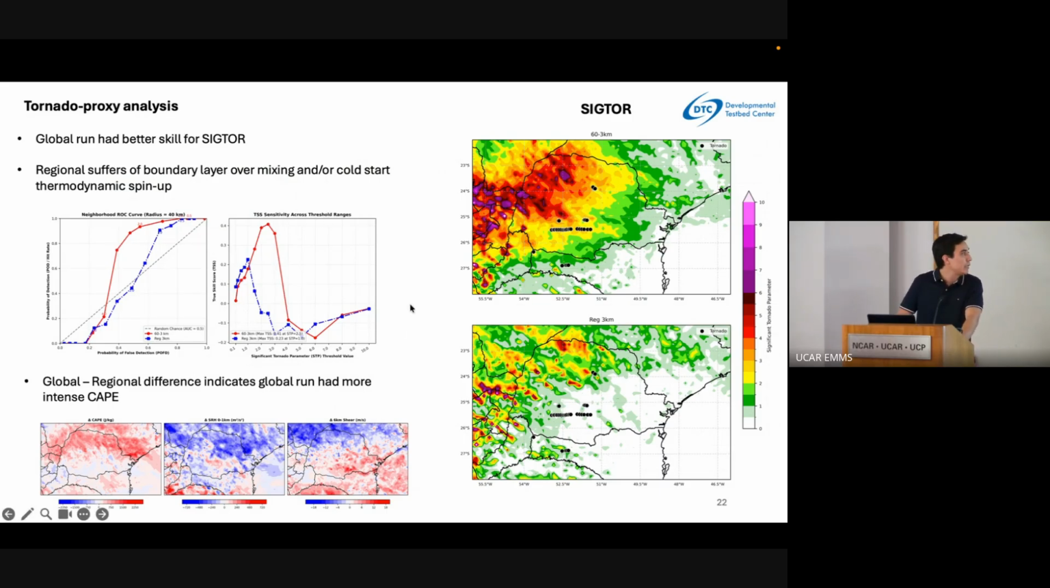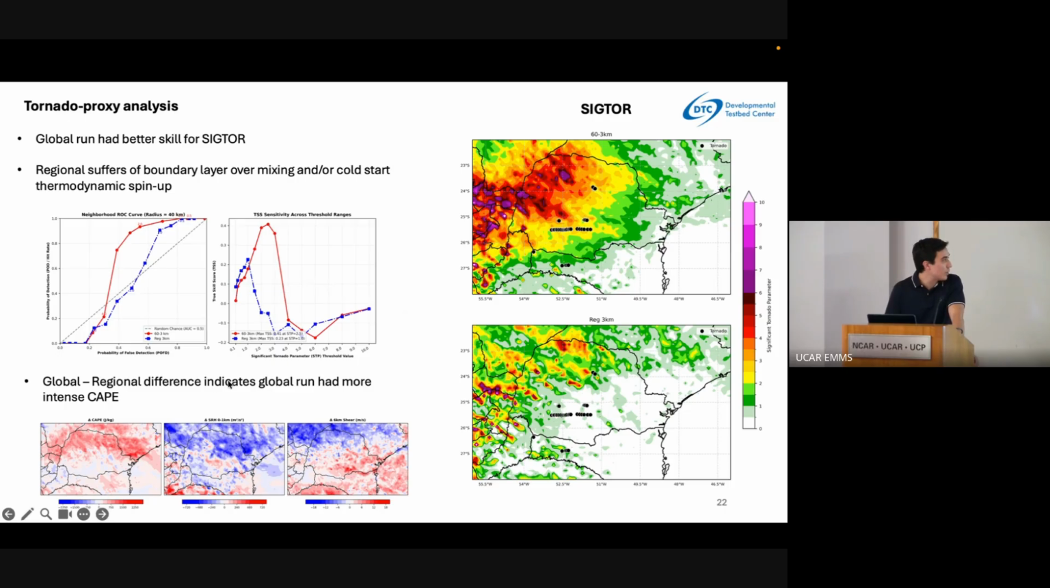Well, in terms of the tornado proxy analysis, the global run had a better skill. As you can see here, the regional run was not able to indicate the more intense and, by the way, SIG tornado 1 in the region where we had the occurrence of tornadoes during this case. And that's why the skill from the regional run is lower in comparison to the global run in red.